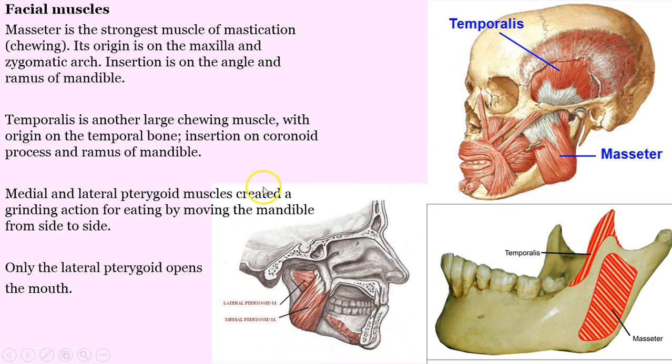The medial and lateral pterygoids, very difficult to see. They're deep, and sometimes you have to strip away layers of muscles to see these. They come in at an angle.